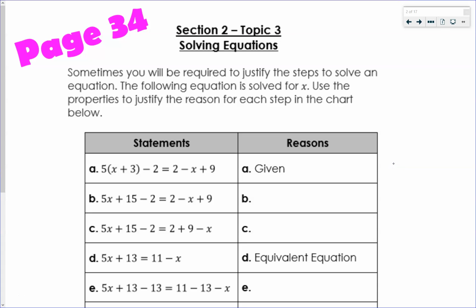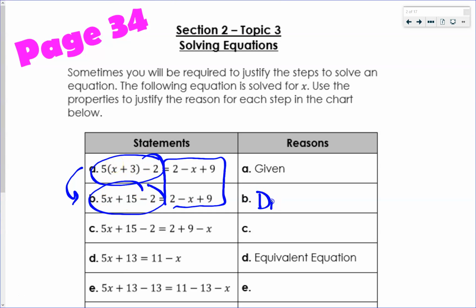So we're going to remember our properties. So we're going to fill in the table justifying each step below. So my first step is always a given. It's the given equation. So we're going to look at what's different between step A and step B. I notice this is the exact same, but this side changed. And it changed by distribution.